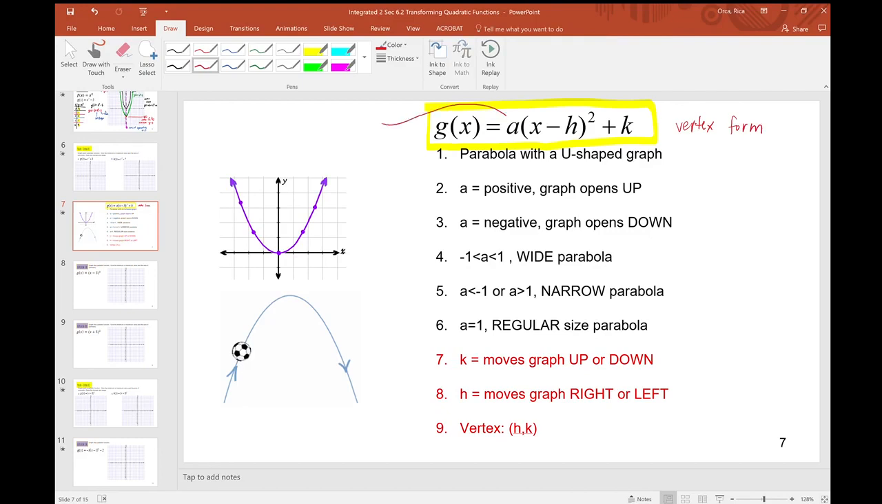A is our scale factor. H will move the graph either left or right. And k is going to move our graph either up or down. The vertex of the graph will be at (h, k). Let's get started.